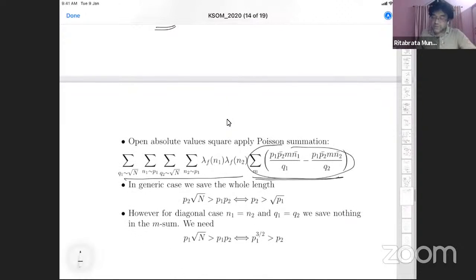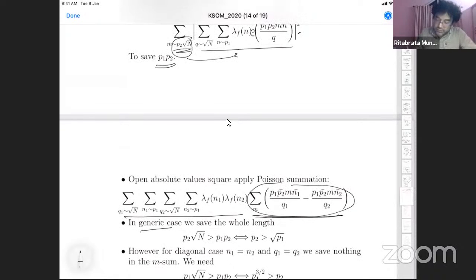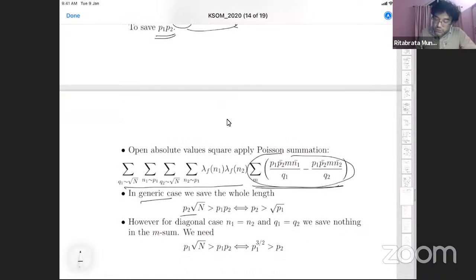And when you have a geometric sum in the generic case, you will save the whole length of summation. And what was the length? The M length was P2 root n. So you'll save P2 root n, and you have to have this larger than P1, P2, because P1, P2 is what you wanted to save. And this happens if P2 is larger than root P1.